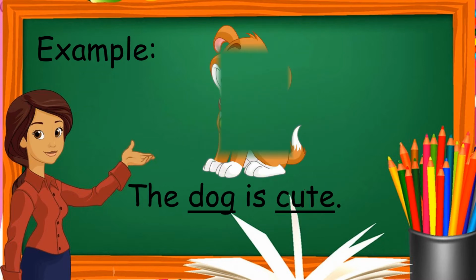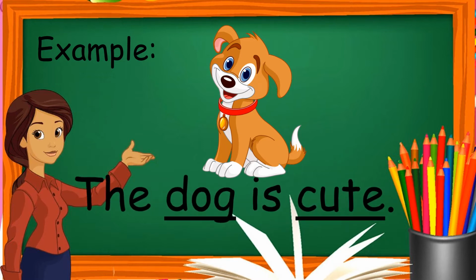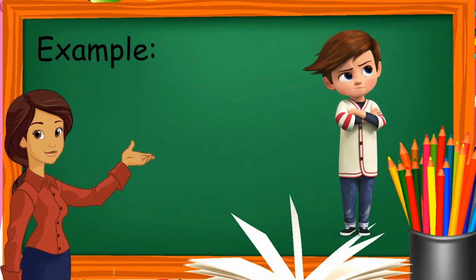The dog is cute. Look at here. The dog is cute. The dog is, yes, a noun. And the word cute is an adjective. What is being described with the word cute? Yes, the dog. Dog is a name of an animal, and that is a noun. Very good.